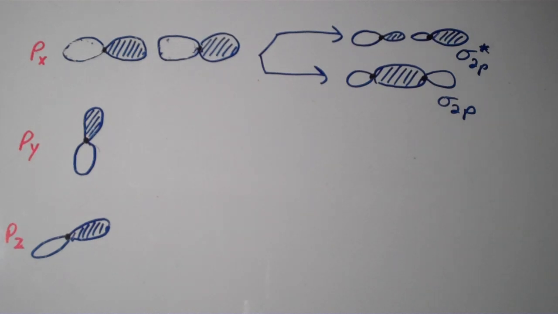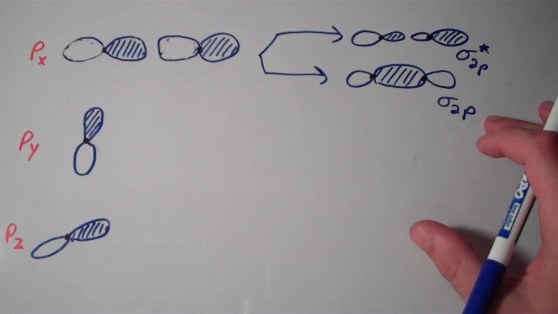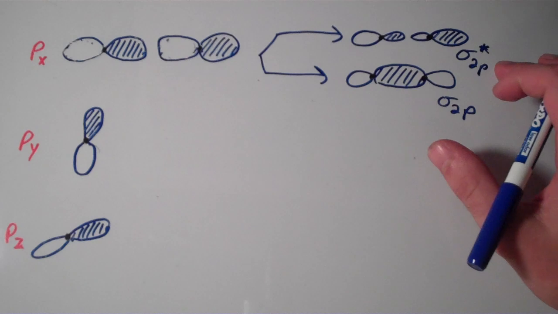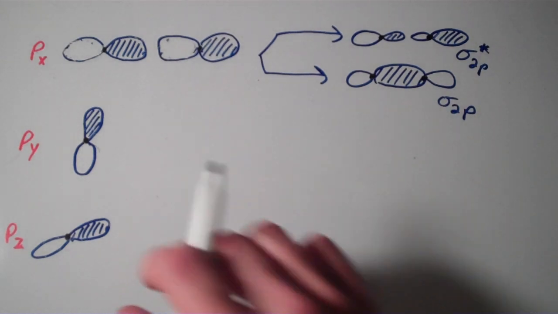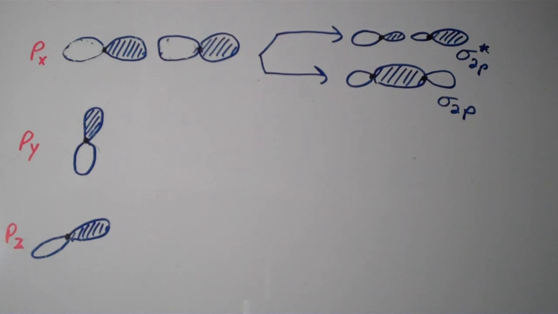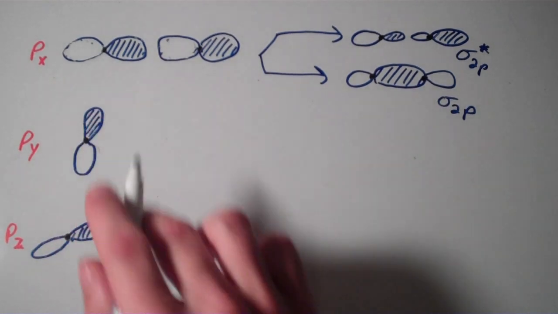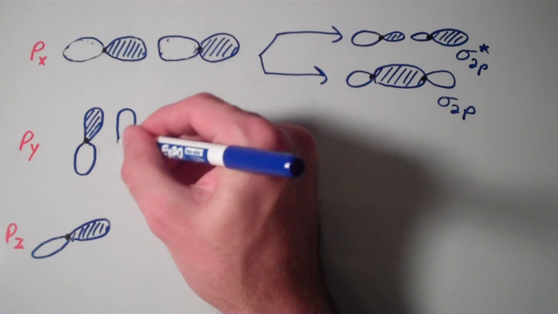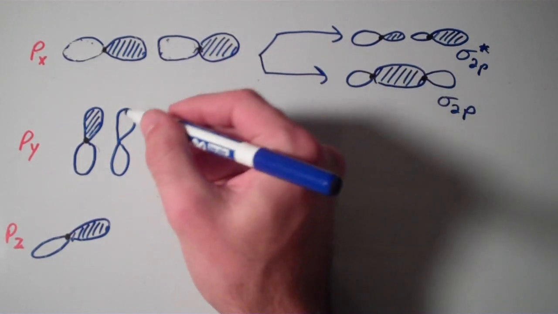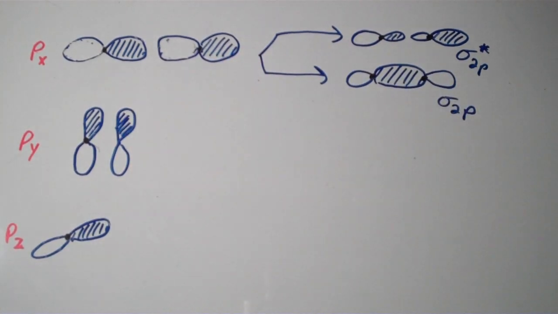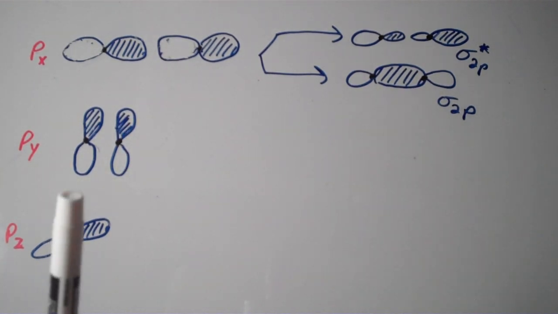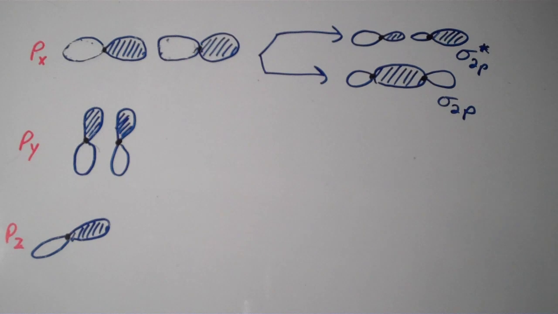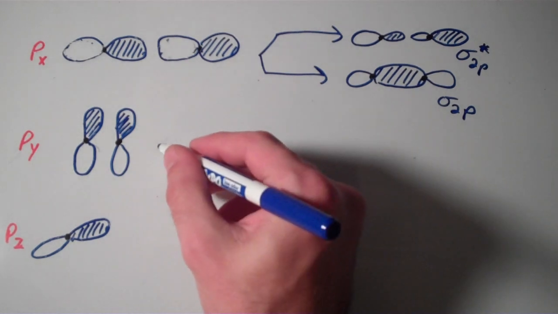So now that we've gone over the sigma 2p and the sigma star 2p molecular orbitals, let's talk about the molecular orbitals that form when we start combining the py and the pz orbitals. So if we have a py orbital and we combine with that another py orbital, that's going to look something like this. And there's also two ways that the py orbital can interact. Those are in phase and out of phase. In other words, constructively or destructively interfering.